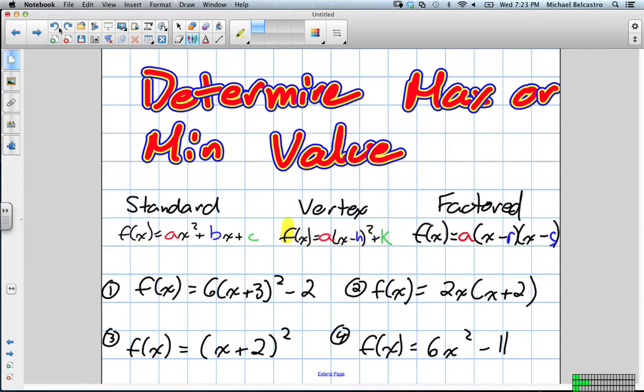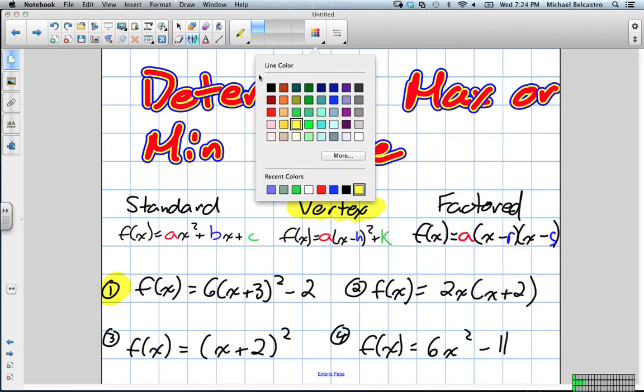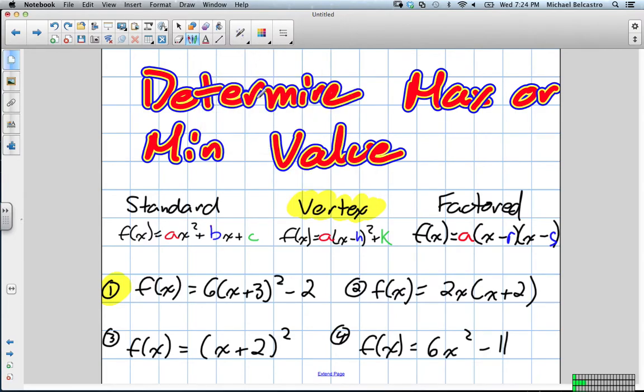Actually, let's undo that. Highlight this part. Vertex. So we know number one is vertex. What about number two? Standard. Why would you say standard? Because it has the 2x there. Mm-hmm. And then in brackets it has the x plus 2.